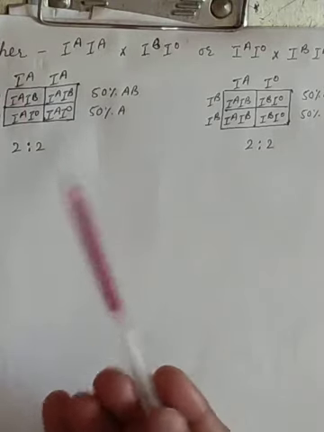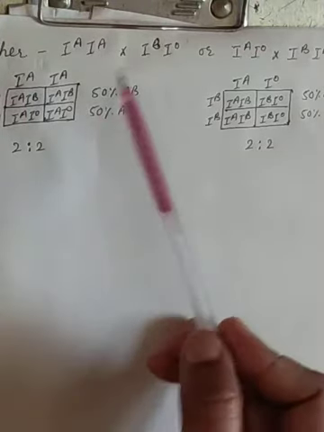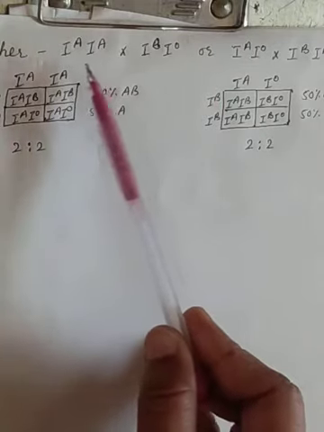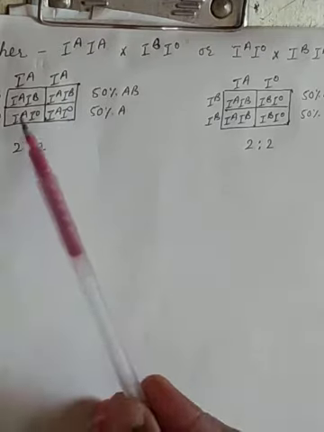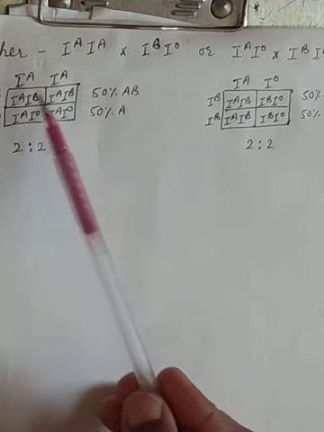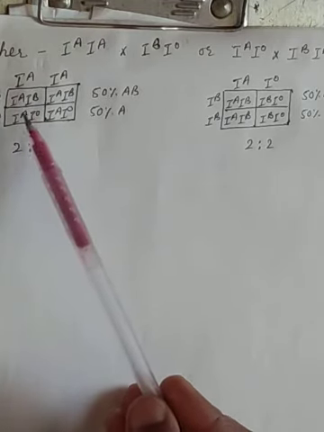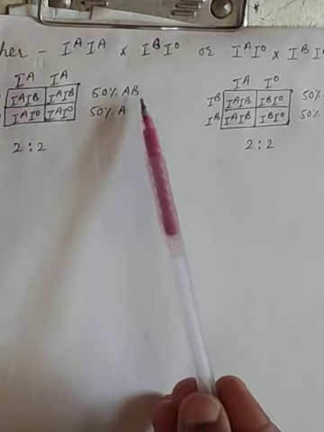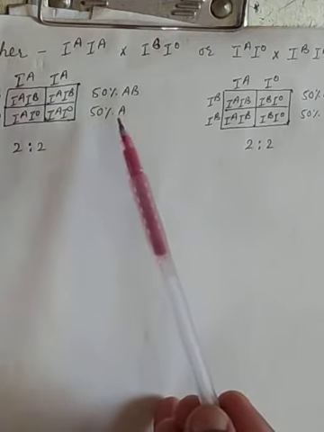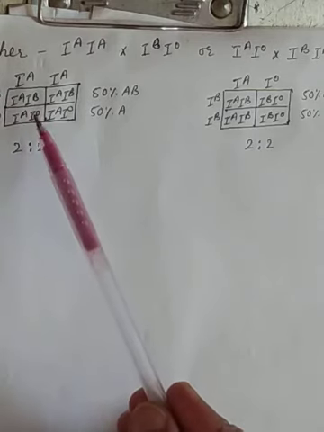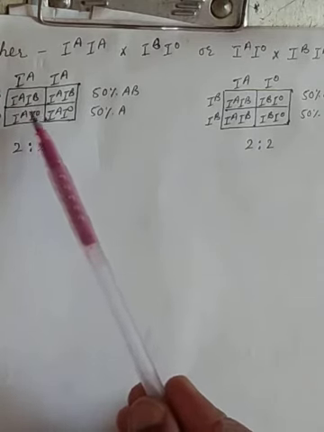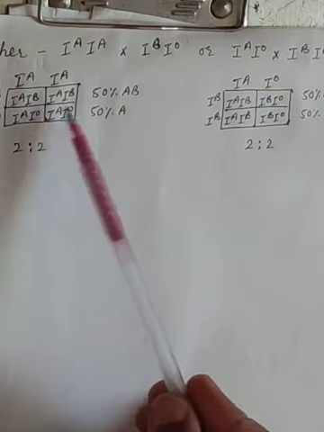Now if one of the parents, let's take father is homozygous A and mother is heterozygous B, in this condition the progeny produced will be 50% AB and 50% A. Okay, so here you can see that AB blood group is produced.